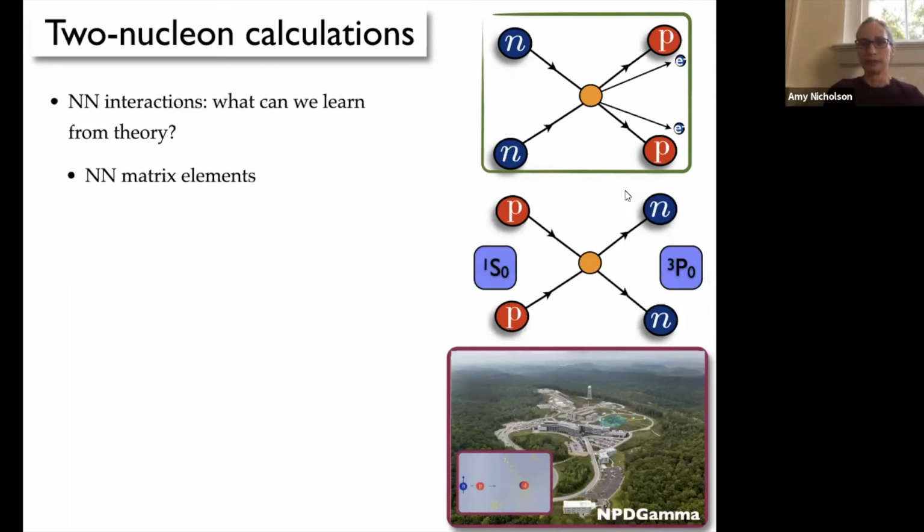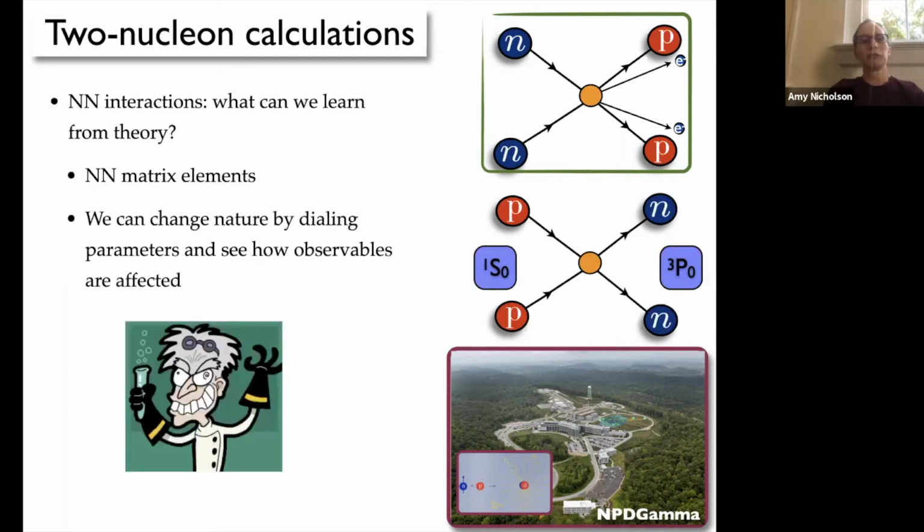And so on the lattice, we would also like to calculate these parity violating two nucleon matrix elements. So there are a whole host of them that are relevant for these experimental searches. But even more fundamentally, what can theory do that experiment can't? Well, one thing is that we can change parameters of the theory and see what happens.